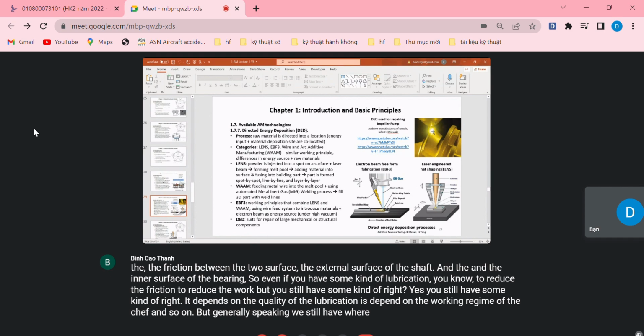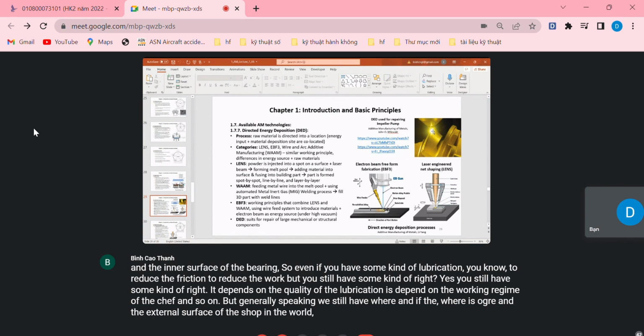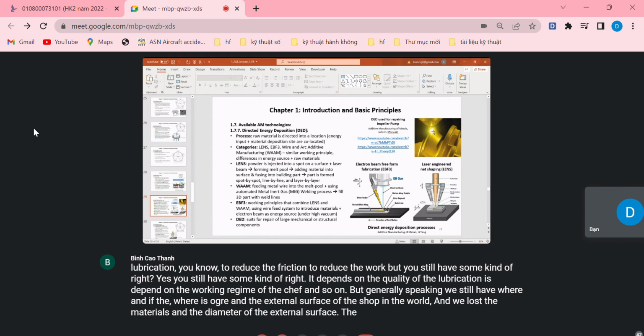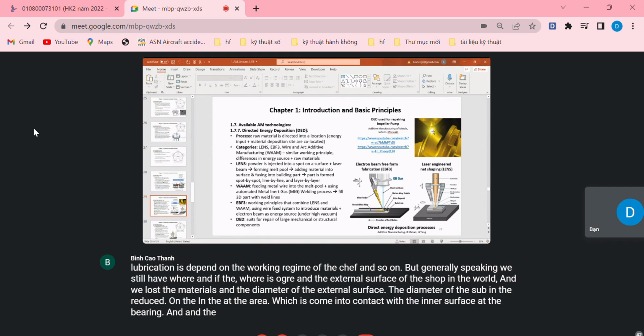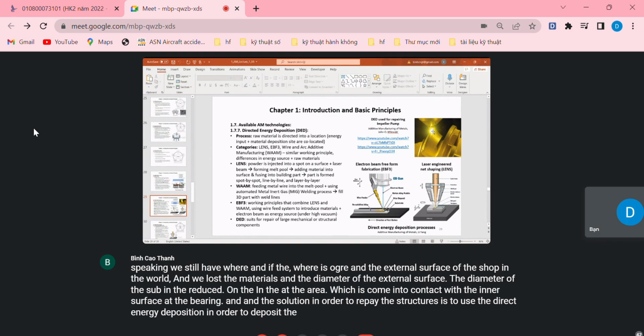And if wear occurs, the external surface of the shaft will be worn, and we lose material. The diameter of the shaft will be reduced at the area which comes into contact with the inner surface of the bearing. The solution in order to repair these structures is to use direct energy deposition in order to deposit material on the worn surface of the shaft.